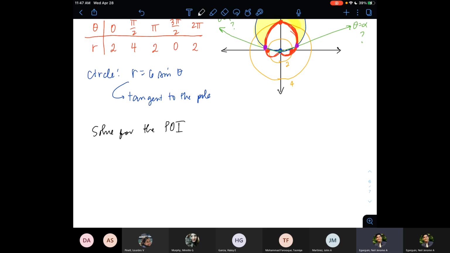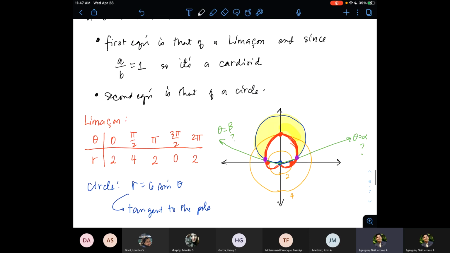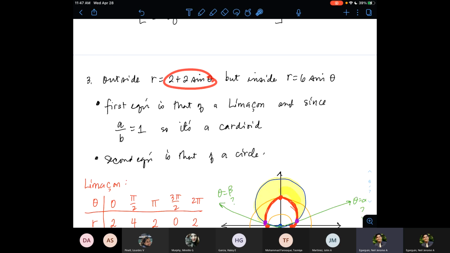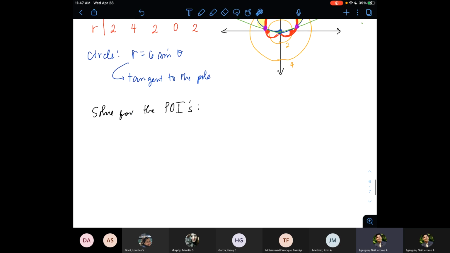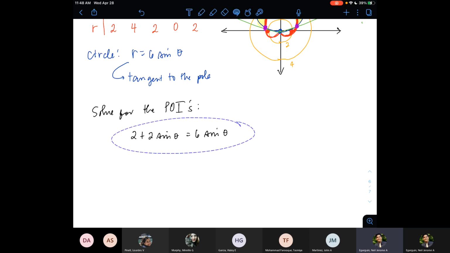Because again, I know that the shaded region will start at the point of intersection and will end at the other point of intersection. So let's solve for them. Now we solve the points of intersection by putting the two equations equal to each other. The limaçon has r equals 2 plus 2 sine theta. The circle has r equals 6 sine theta. Both are equal to r, so I can equate the two right-hand sides together. So I will have 2 plus 2 sine theta equals 6 sine theta, right? So I need to solve this equation in order to get the points of intersection. This will give me the theta values at which the two graphs will intersect.